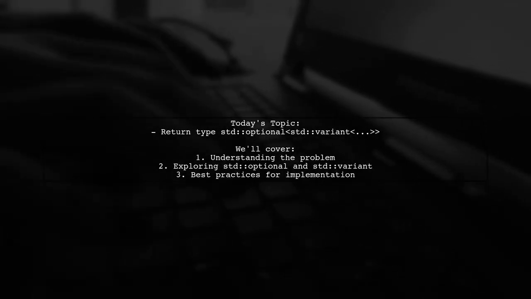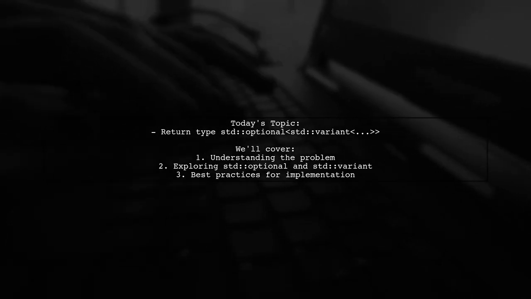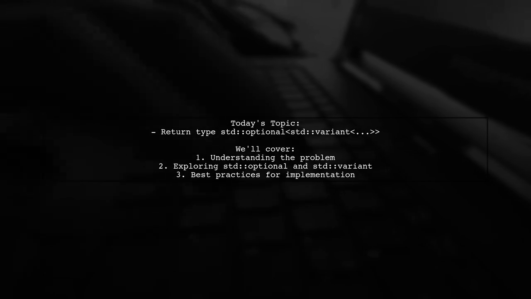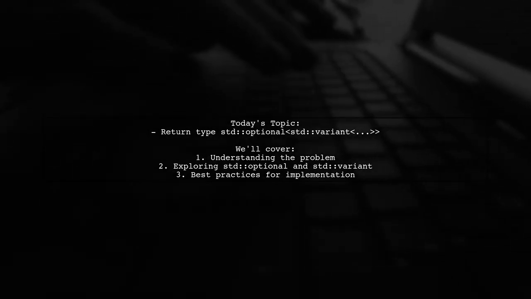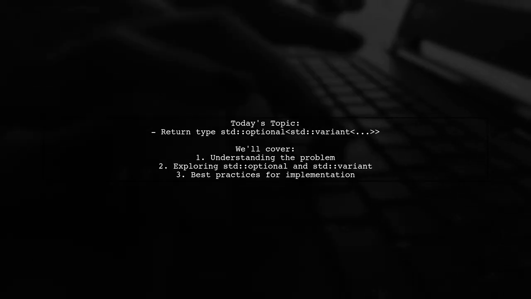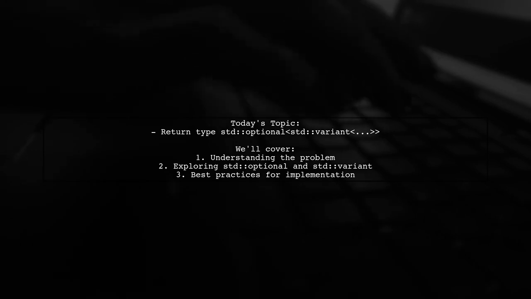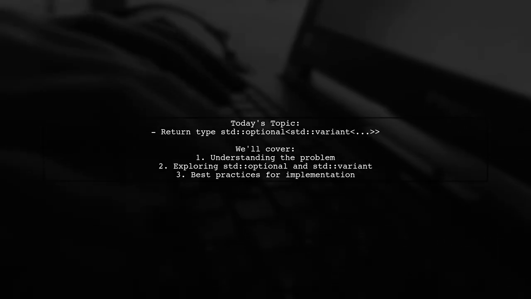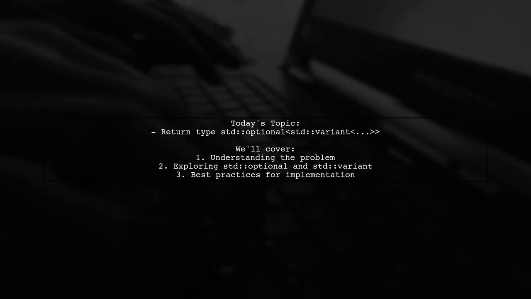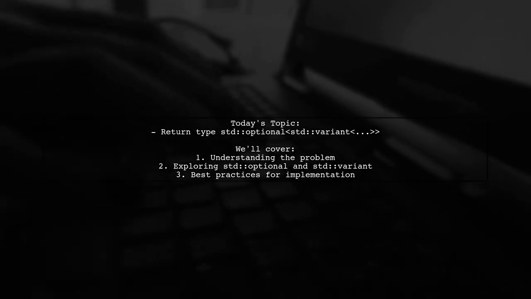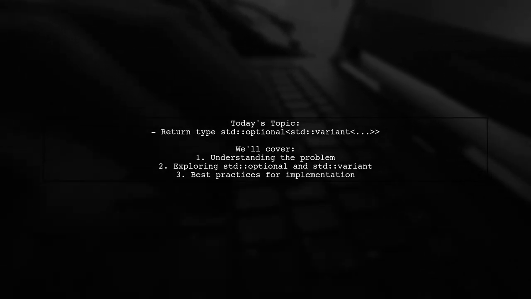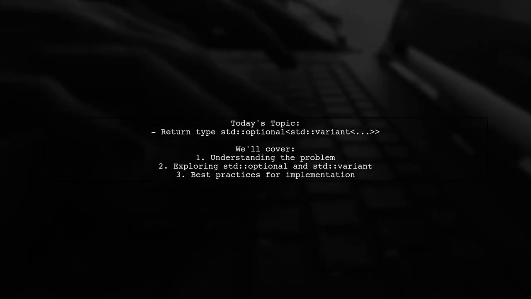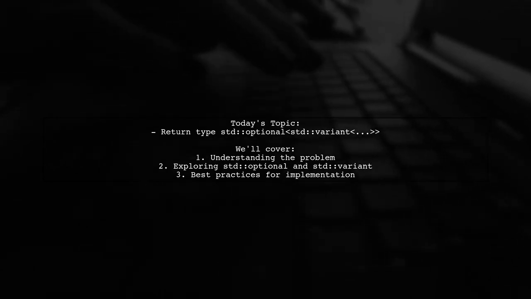Today, we're tackling an intriguing question from one of our viewers. They ask about a function that needs to return a value from a table, where that value might not always be present. The catch? This value can be one of several types, including integer, double, string, or date. So what should such a function return? Is using optional combined with std variant a smart choice? Let's dive into this topic and explore the best practices for handling such scenarios.